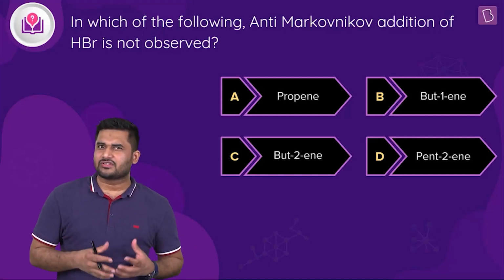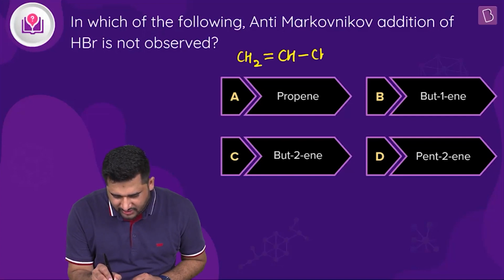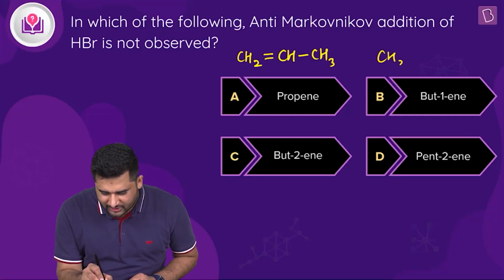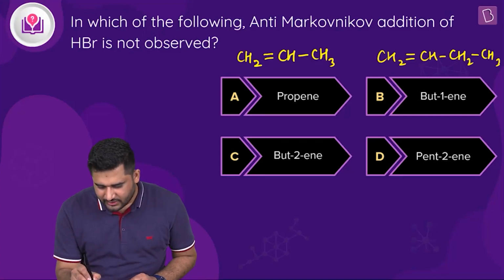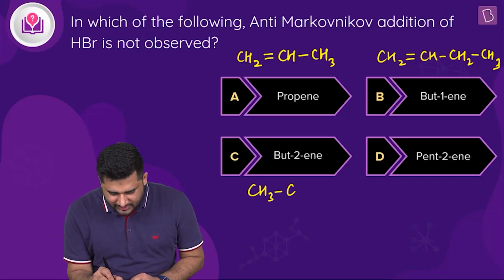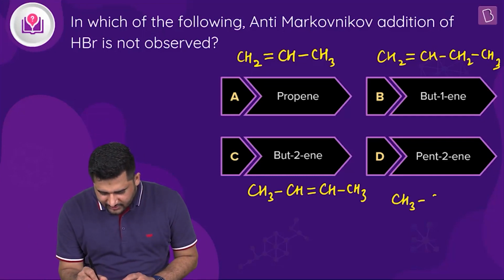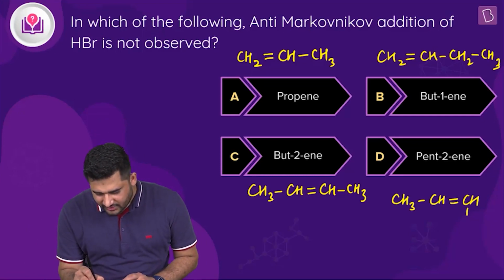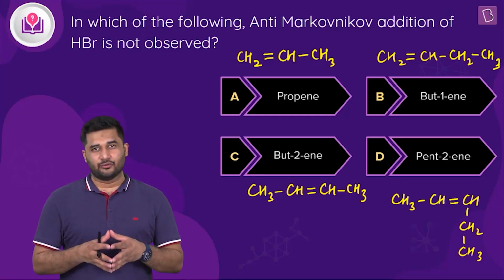Let's first write down the structure of these. So propene is CH2=CH-CH3. Now but-1-ene is CH2=CH-CH2-CH3. And the next one is but-2-ene. So but-2-ene is CH3-CH=CH-CH3. And pent-2-ene is CH3-CH=CH-CH2-CH3. Clear? So these are the structures of the molecules given to us in the 4 options.